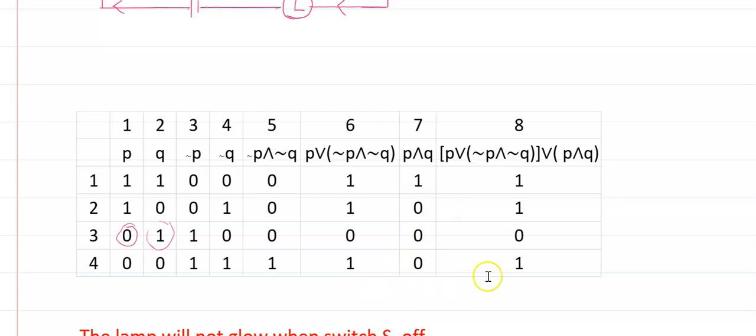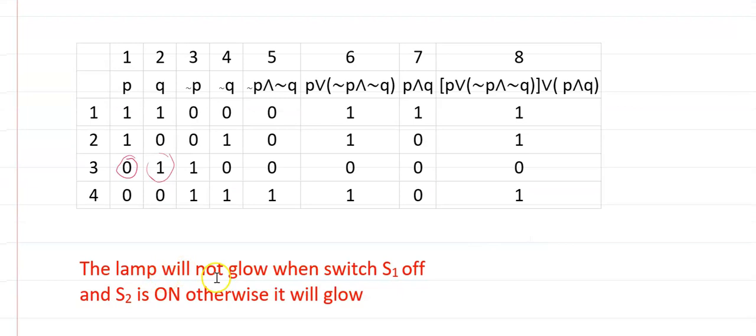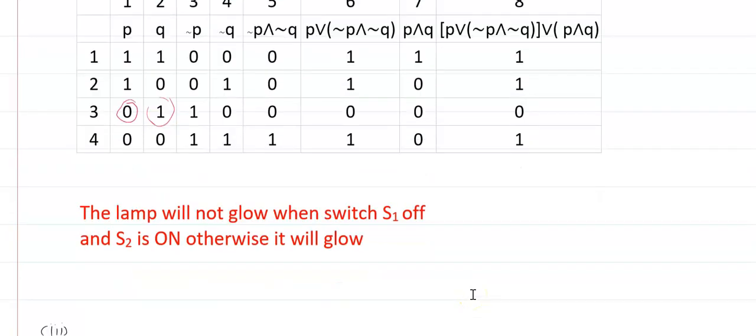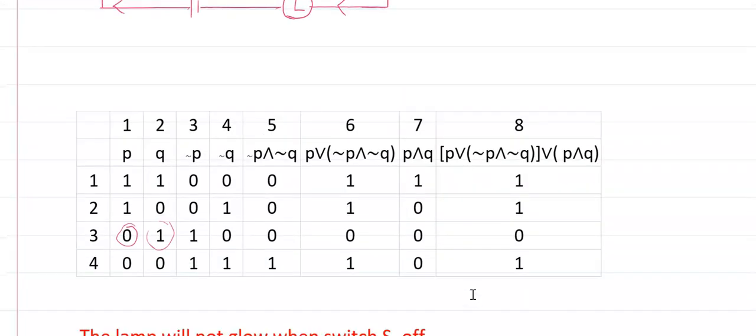Now see this here. In the last column, here the light will glow, and here it is not possible. The lamp will not glow when S1 is off and S2 is on, otherwise it will glow, because here we get the 0, that is the light does not glow. But when S1 is off and S2 is on, at that time the light will not glow. Now the next, again see this statement pattern.